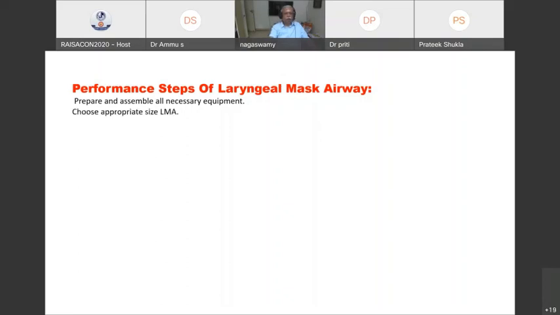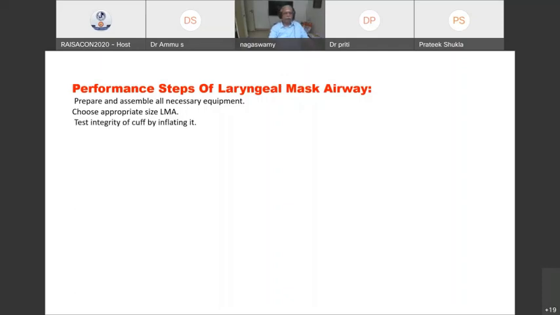First thing, you must choose the correct size LMA. That is the most important thing in using the LMA. So how do you pick the correct size? What is the criterion? Is it the age or height or weight? Sir, according to the weight, we select the size of the LMA, sir. So the patient's body weight is the main important thing, isn't it? Yes, very good. Okay.